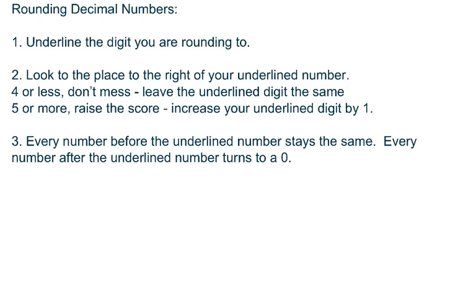So for example, if I give you this number, 1 and 456 thousandths. And I tell you, I want you to round it to the nearest hundredth. So the first thing you're going to do is underline the digit you are rounding to. So I'm going to find the hundredths place. We know from previous lessons that the hundredths place is that second decimal place. So we're going to go ahead and underline that second decimal place.